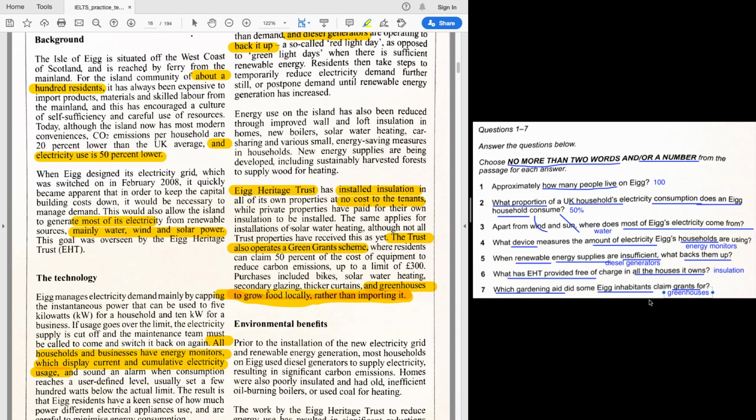Greenhouses. We don't have enough space here, but let's leave it like that. Okay, perfect. So here are our answers: 100, 50%, water, energy monitors, diesel generators, insulation, and greenhouses. 7 questions, 7 responses.